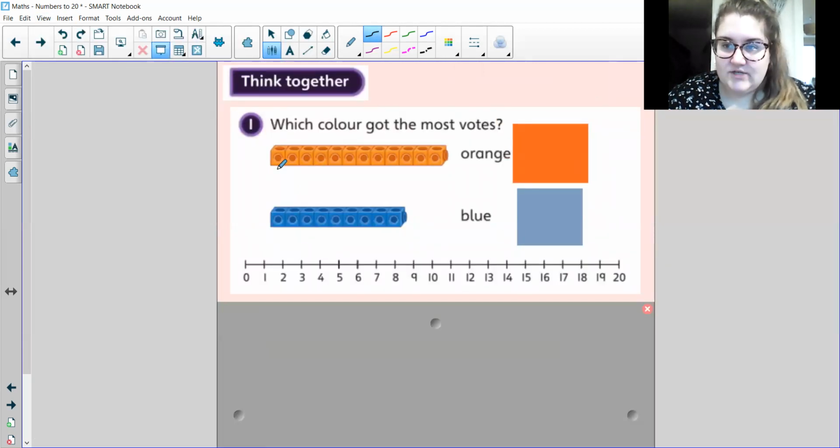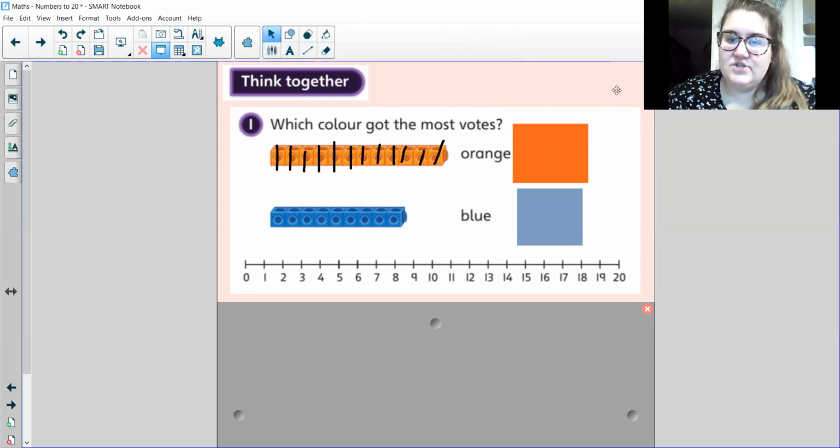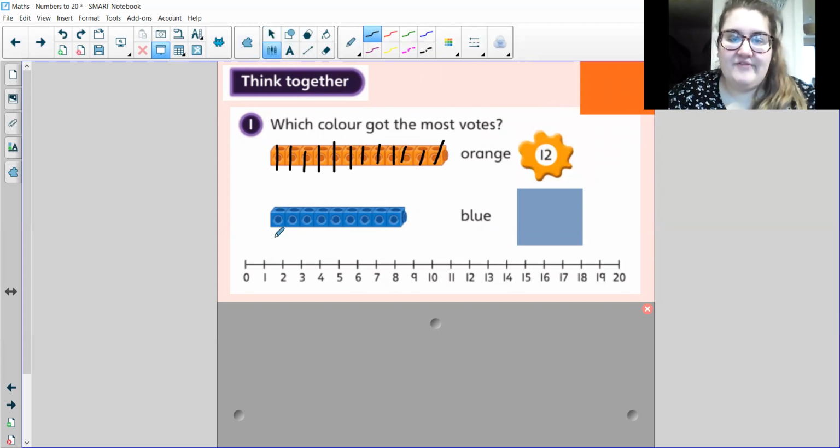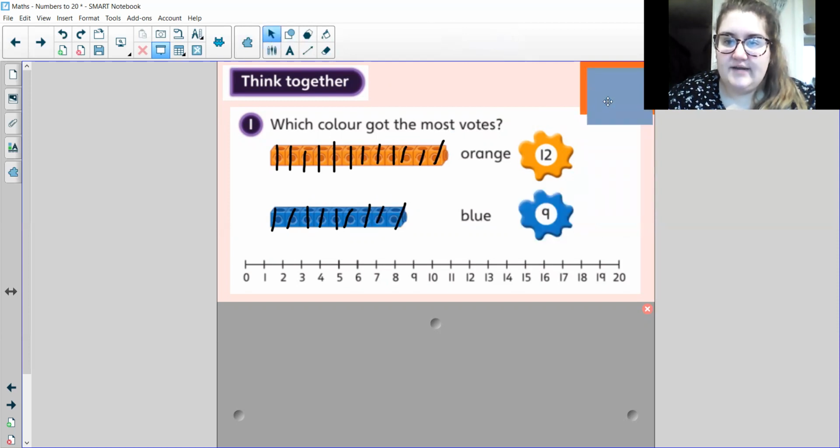Right, here we go. Let's count how many orange got. 1, 2, 3, 4, 5, 6, 7, 8, 9, 10, 11, 12. So orange got 12 votes, okay? Let's see how many votes blue got. Here we go, count with me. 1, 2, 3, 4, 5, 6, 7, 8, 9. So blue got 9 votes.